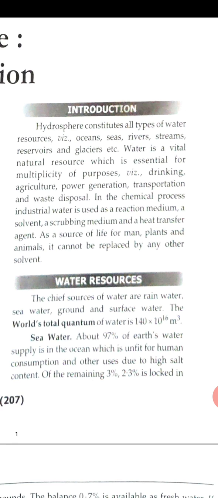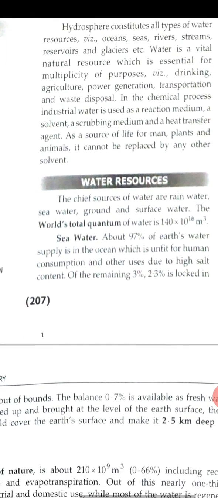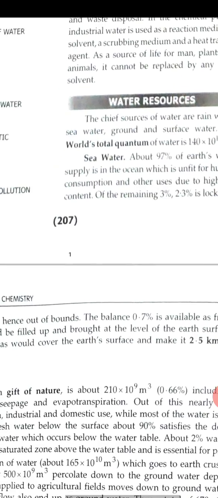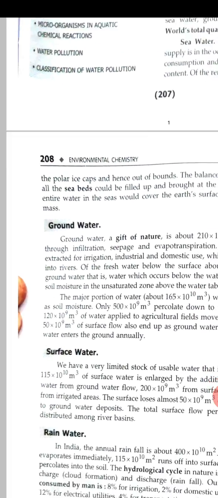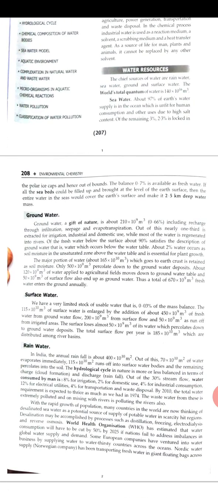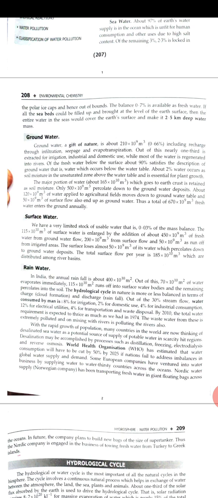Of the remaining 3%, 2.3% is logged in the polar ice caps. They are logged in the polar ice caps and hence out of bound. The balance of 0.7% is available as fresh water.